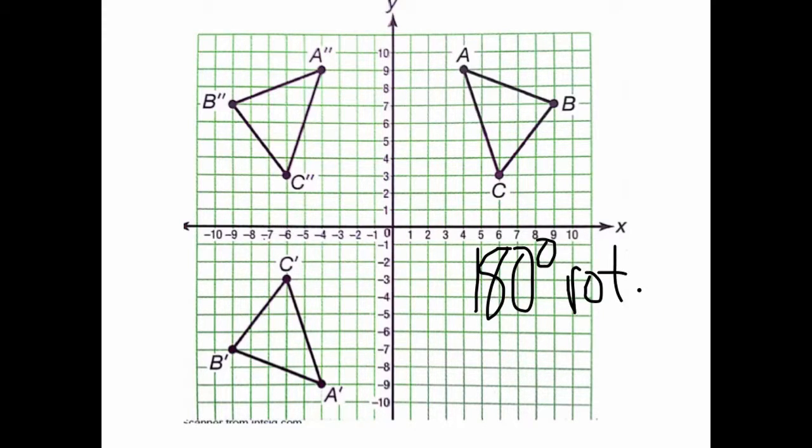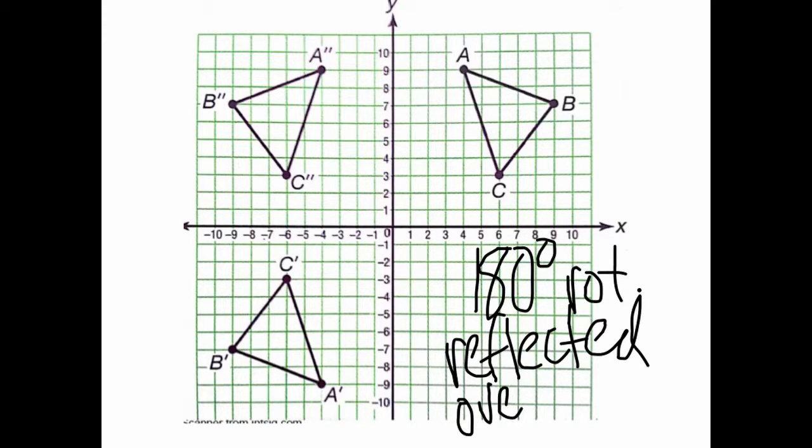Now, how do I get from A prime, B prime, C prime to A double prime, B double prime, C double prime? Well, I see that it's over one axis, and A prime now faces up for A double prime. That means that this has been reflected over the x-axis. So those are our two transformations that will get us to A double prime, B double prime, C double prime.